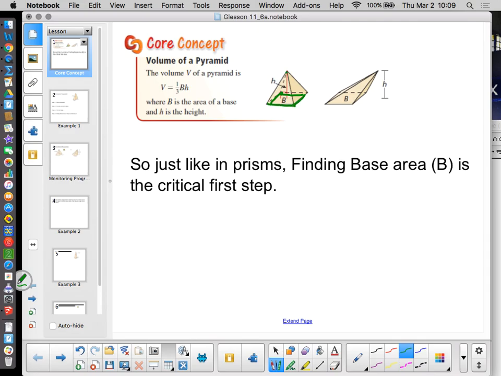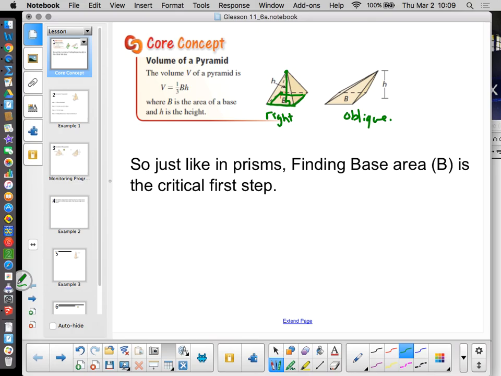We still have a height. The height is the height from the base, perpendicular from the base to the vertex of the pyramid. And whether it's a right pyramid, where the vertex is directly over the center of the base, or it's what we call an oblique, or one that's kind of slanted to the side, the height is still that right angle distance.